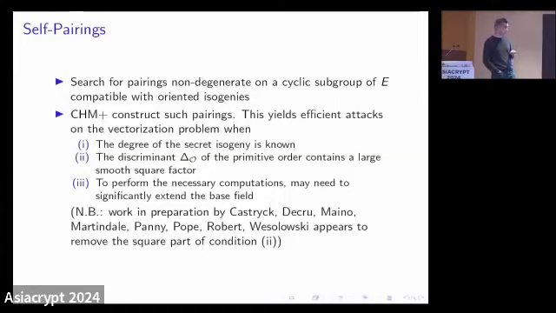One needs to know the degree of the secret isogeny. The discriminant of the relevant order needs to contain a large smooth square factor. And at times, if you need to perform the necessary computations, you might have to extend, perhaps significantly, the base field of the curves you're working with. I should note that there is some work in preparation by Castryck, Decru, Mano, Martindale, Penny, Pope, Robert, and Wesolowski that does appear to remove the square part of condition 2. So you may just need a large smooth factor.